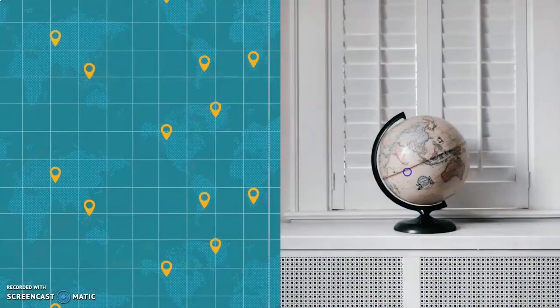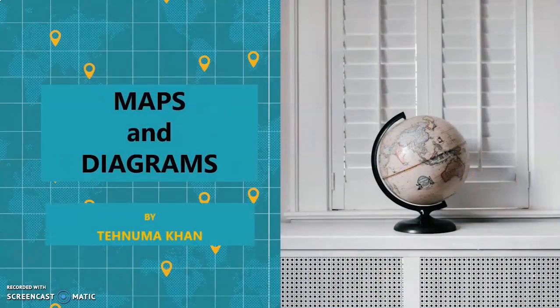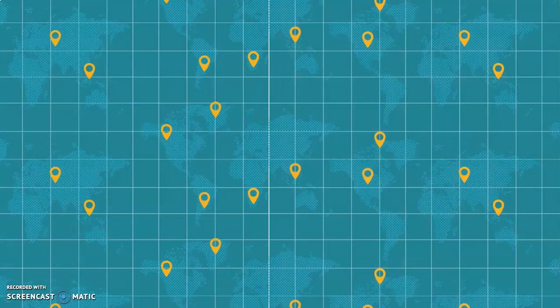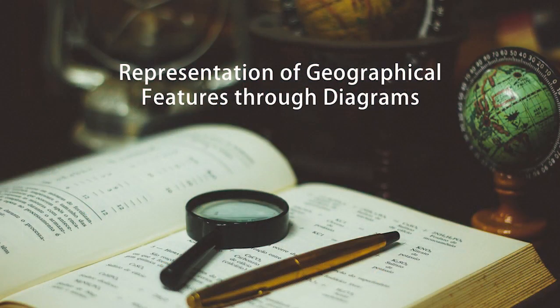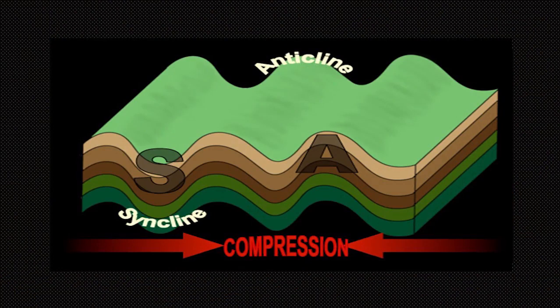The topic was maps and diagrams. In our last class, we studied maps and different types of maps which are used to represent geographical features. So now we will see representation of geographical features through diagrams. Now we will discuss the first diagram, that is anticline and syncline.